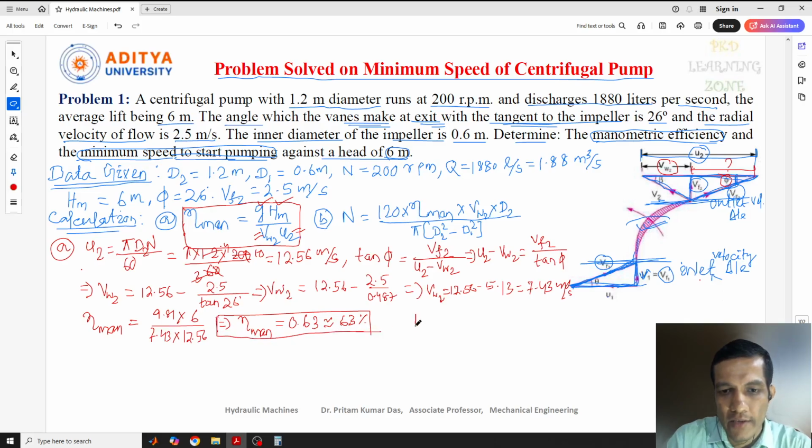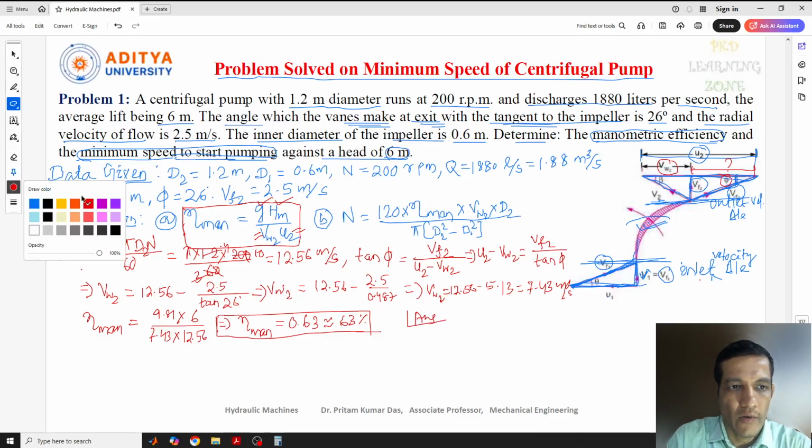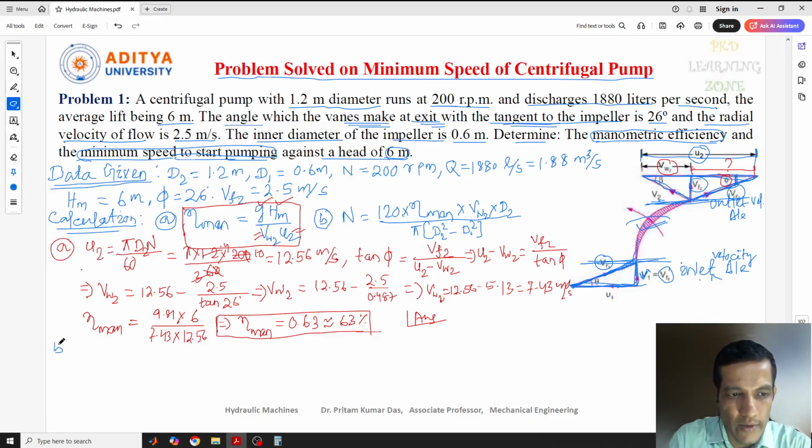Okay, so one answer we got here now. And the second one, while calculating the second part, as I told you, there are two methods to calculate this. One is that we can directly use this formula. By using this formula, we can find out the value of n. Another one step is also there, I'll tell you that one.